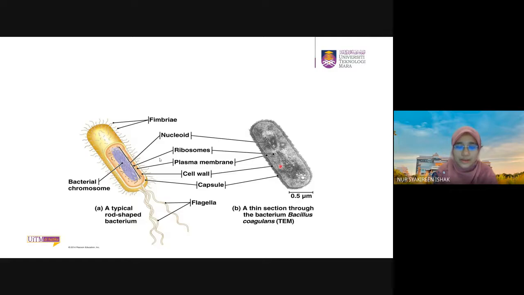So this is an illustration or diagram to show you the basic structure of prokaryotes. This is the image if you were to observe the prokaryote under TEM, electron microscope. If you were to draw the organism, as you can see, inside the prokaryote it has a nucleoid. The nucleoid is the region that has the genetic material of that bacteria. The chromosome of the bacteria is confined in the nucleoid region.